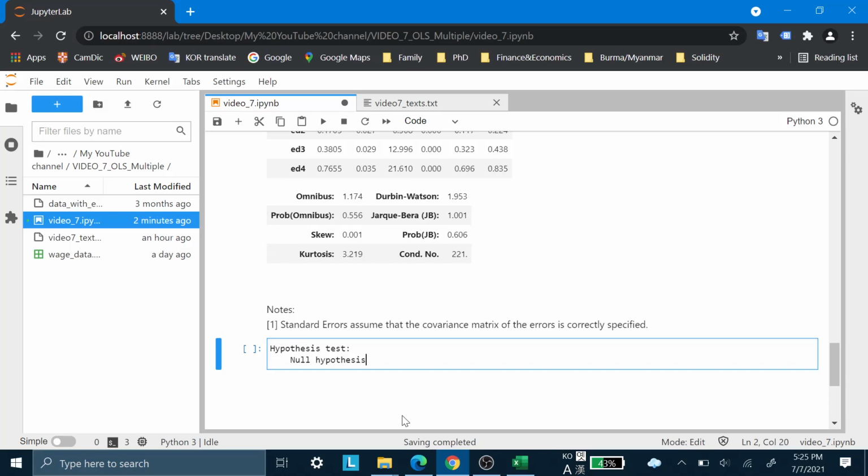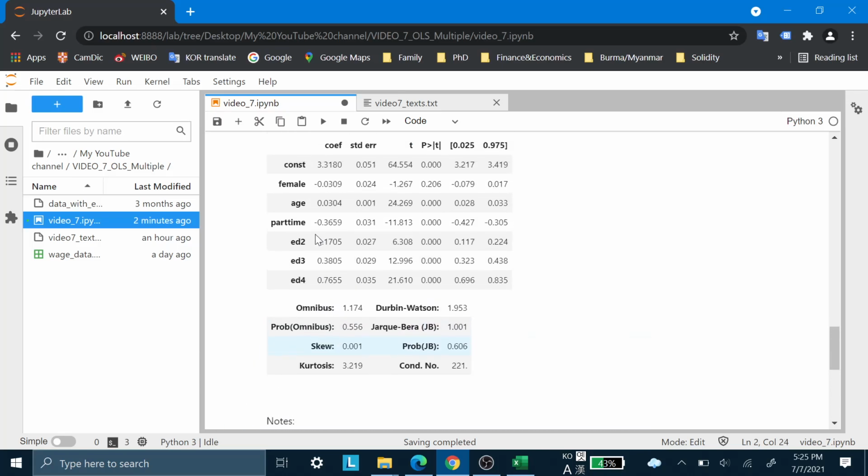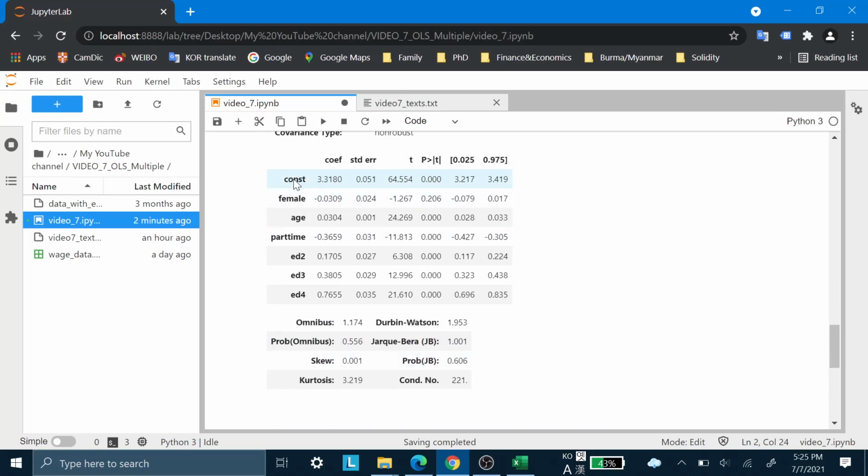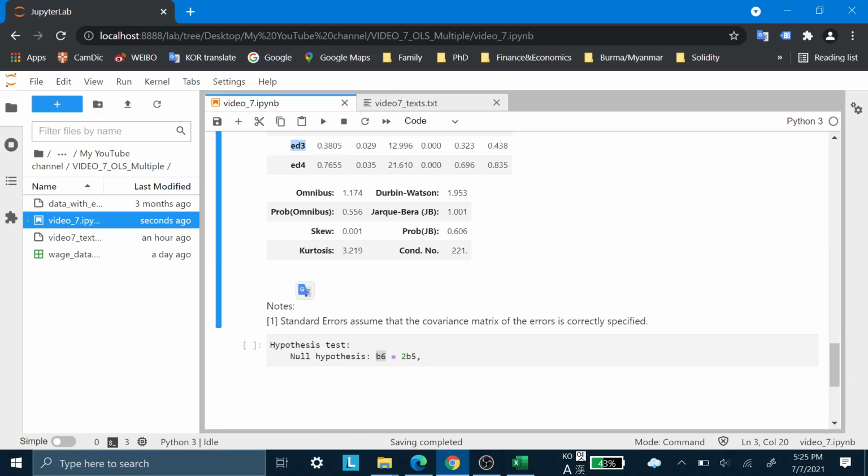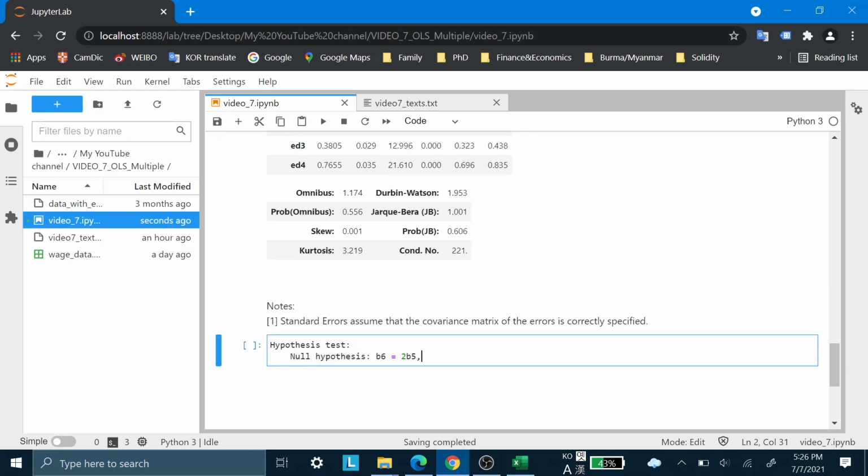Hypothesis is that B6 should be 2 B5. So what am I saying? B6 is the sixth variable of the second regression. So I'm saying that ED3, the coefficient for ED3, which I call B6, should be 2 times the B5, and B7 should be 3 times the B5. This is my null hypothesis.